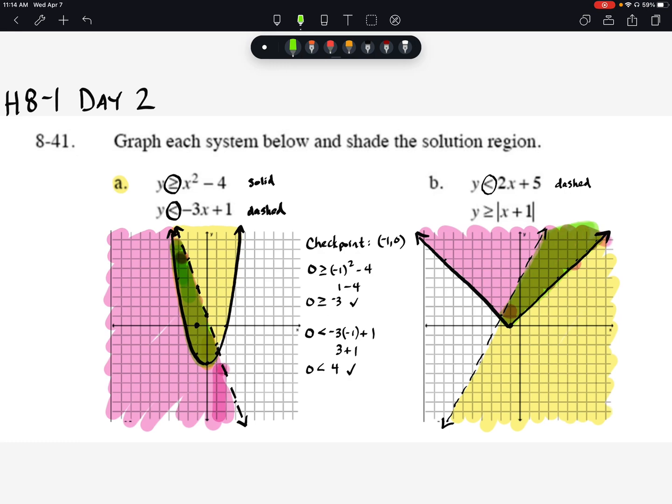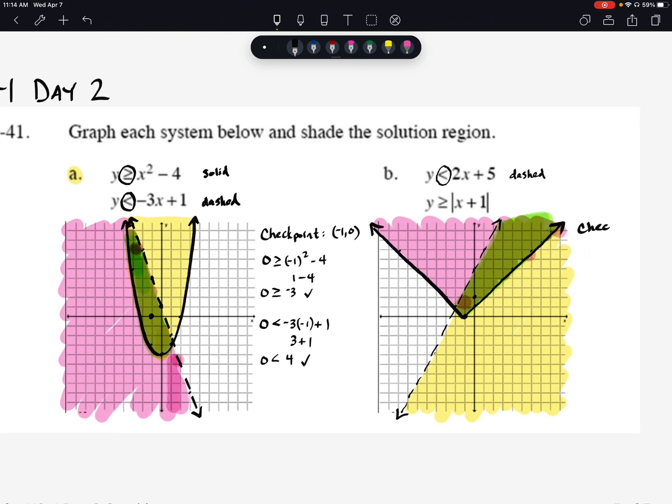Okay, so let's see. It looks like maybe the point 0, 2 would be a good one to use. That's in that shaded region. So my checkpoint here will be the point 0, 2, and we'll plug those in. So we're going to say 2 is less than 2 times 0 plus 5, which is going to give us 2 is less than 5. That works. And then we'll do 2 is greater than or equal to the absolute value of 0 plus 1. 0 plus 1 is 1, and the absolute value of 1 is 1. But 2 is still greater than or equal to it, so that one works as well.